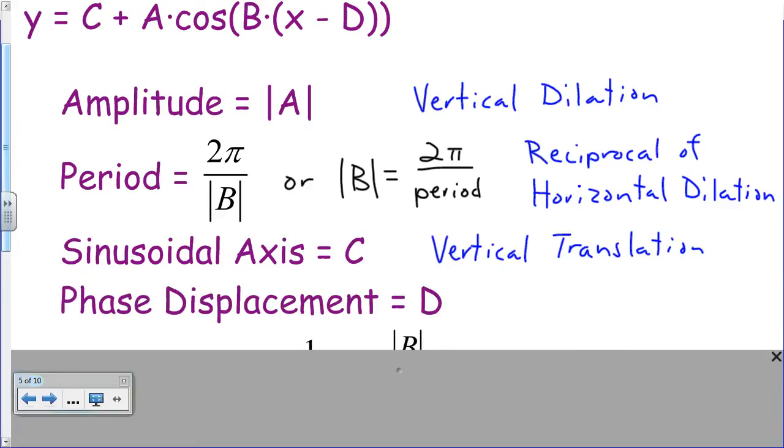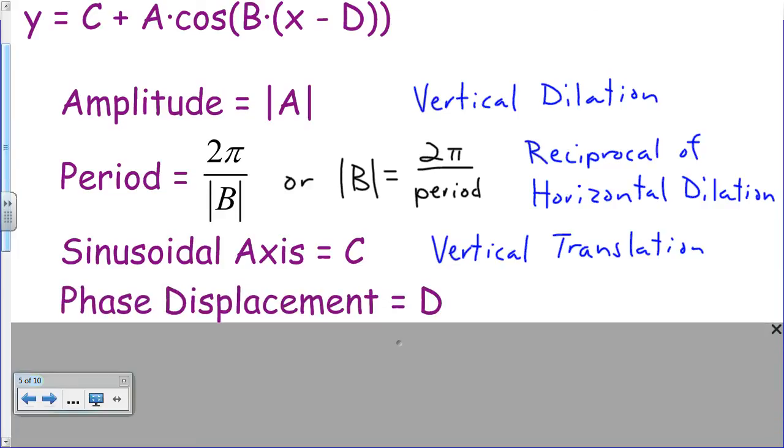And the last piece there is what we call our phase displacement. And that's what d is. D represents the phase displacement. Or again, you can see that you're subtracting that from x, so it's actually affecting the x value. That's the horizontal translation.